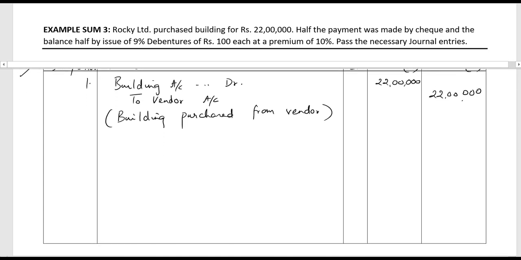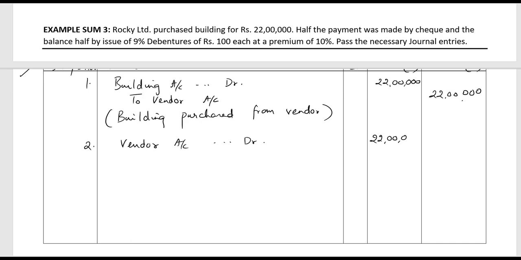Next entry is for payment of purchase consideration. Vendor account debit. The amount payable to the vendor is rupees 22 lakh. It says half the payment was made by cheque. So half of the payment is through cheque. So it's to bank account, 50% of 22 lakh, which is 11 lakh. And the balance by issue of 9% debentures of 100 each at a premium of 10%.